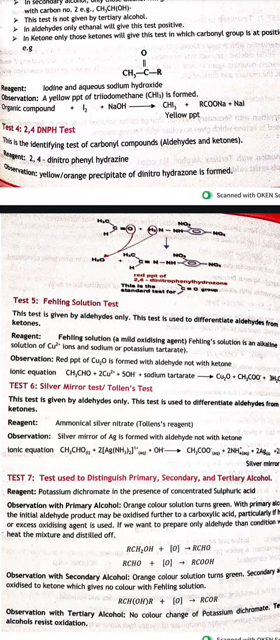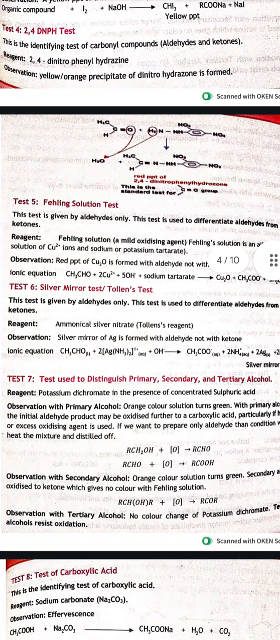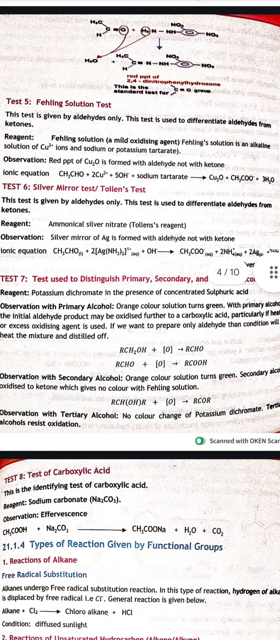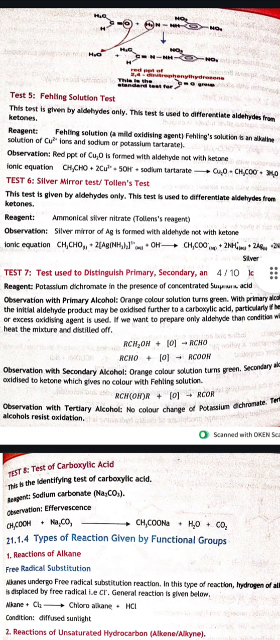2,4-DNPH test. This is also for the identification of aldehydes and ketones. Yellow or orange precipitate is formed. So this test is for the identification of an aldehyde or ketone group. Fehling's solution test. The Fehling's solution test is for aldehydes only, and it is used to differentiate aldehydes from ketones.